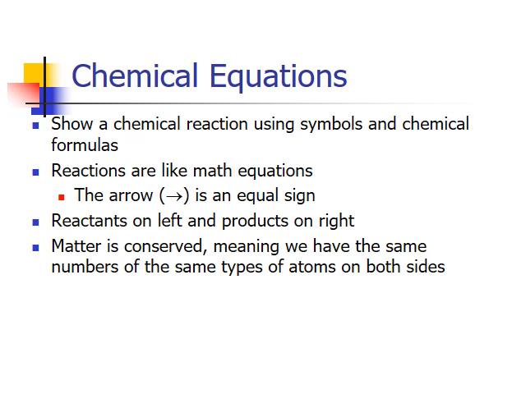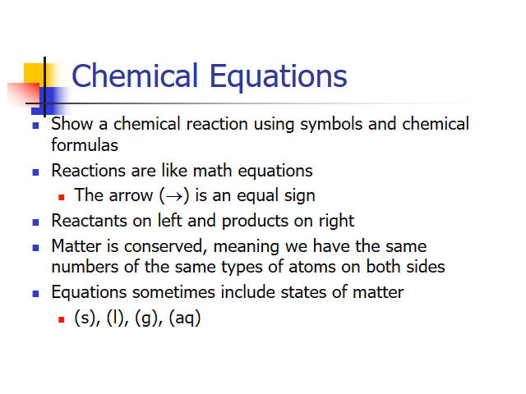Matter is conserved, and we'll say this a few times through this presentation. What that means to us is we have the same numbers of the same types of atoms on both sides of that arrow. The equations we're given aren't always given as balanced. We've got to manipulate the numbers of atoms in order to balance them. Equations sometimes include the states of matter: solid, liquid, gas, or aqueous.